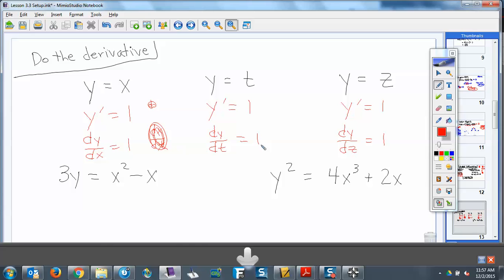of this. It's been mostly easy for us so far, because it's been f of x, h of x, g of x, and x has always been our input variable. Okay? All right. So now we get to this problem.